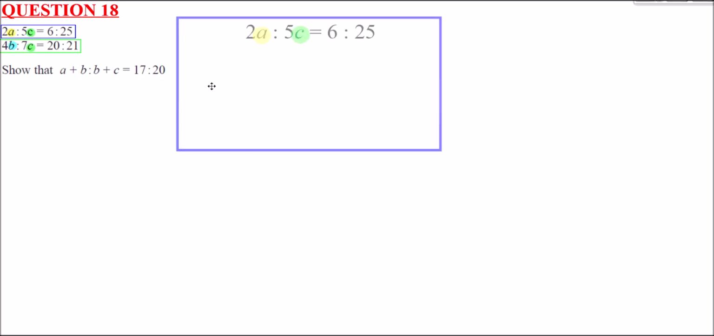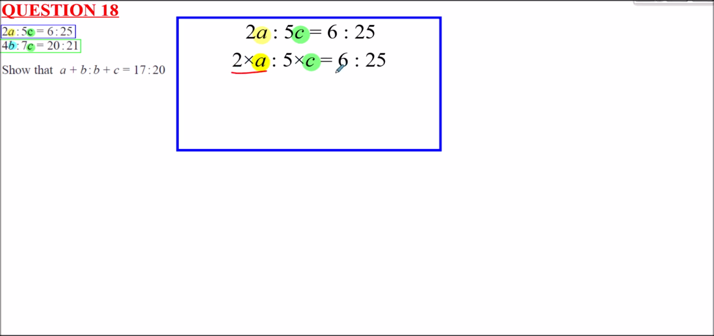If I just section off these bits of information, one in blue and one in green, let's start with 2a to 5c is the same as 6 to 25. I'm going to colour code a as yellow, b can be blue, and c can be green. So the first bit, I've got that the ratio of 2a to 5c must be 6 to 25. Going back to basics, 2a means 2 multiplied by a, and 5c means 5 multiplied by c. So if I write this explicitly, I've got this. Now I'm just thinking, I wonder if I can get these to match.